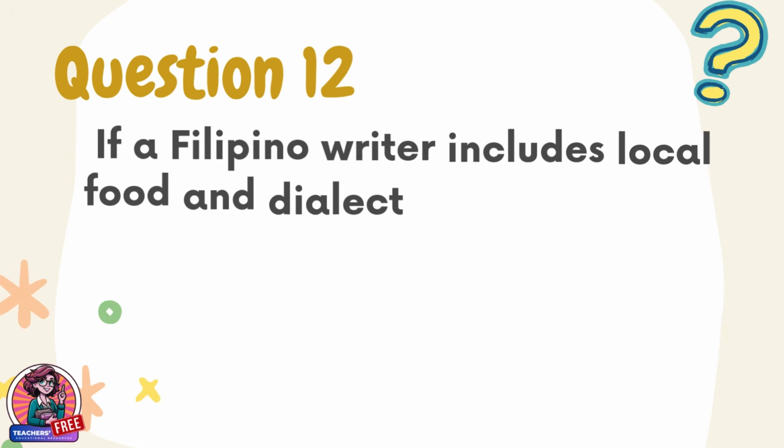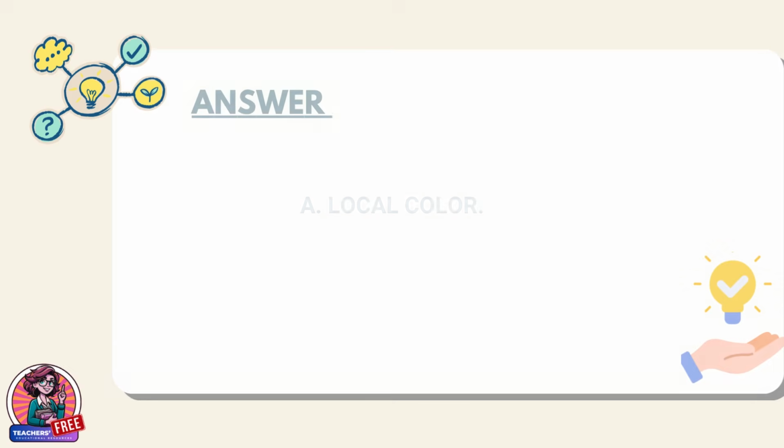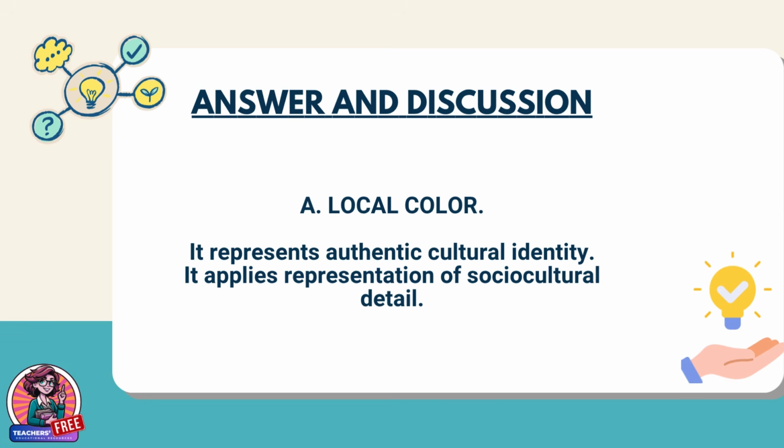Question 12. If a Filipino writer includes local food and dialect in fiction, which technique is being applied? A. Local color. B. Flashback. C. Imagery. Answer. A. Local color. It represents authentic cultural identity. It applies representation of socio-cultural detail.